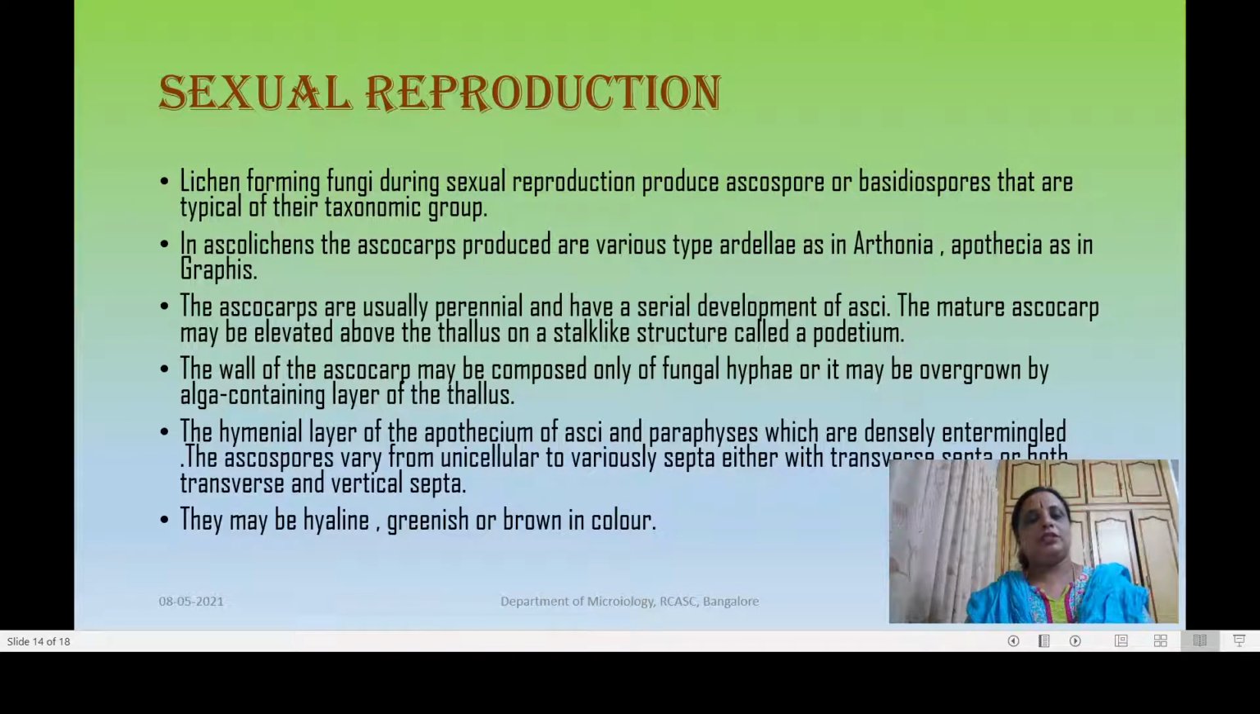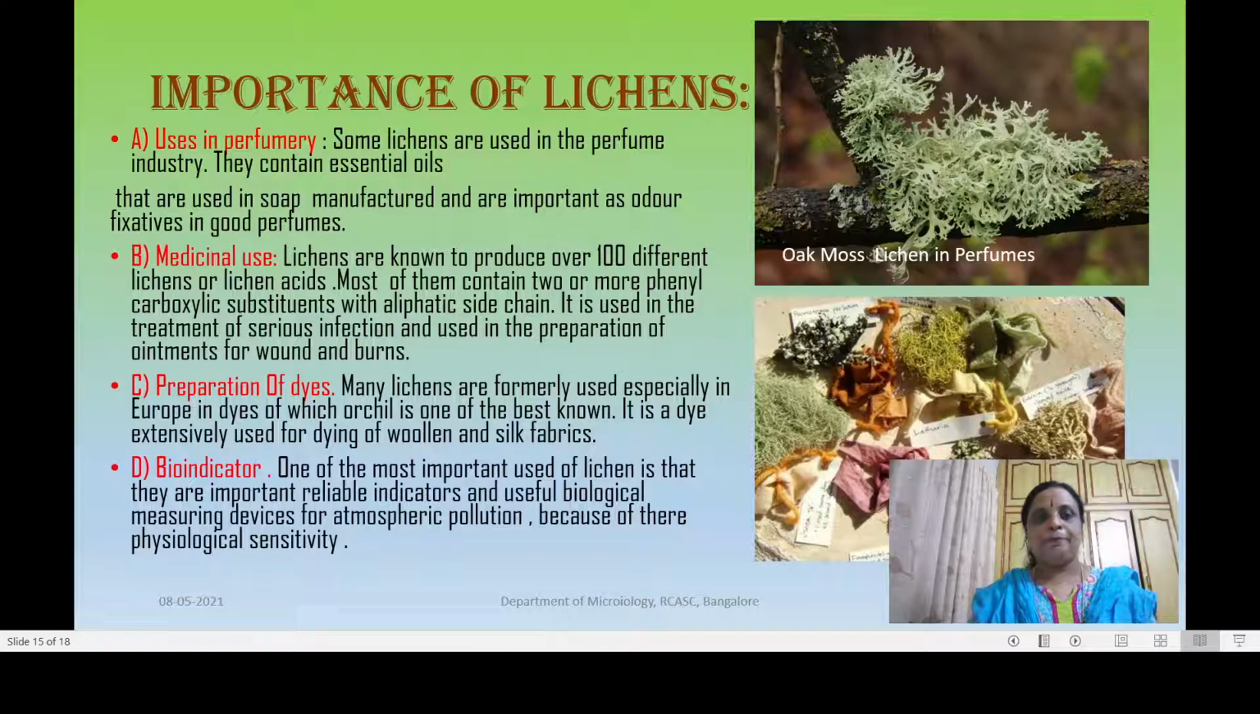Sexual reproduction is based upon the type of fungal partner they have, whether it is an ascomycete or a basidiomycete fungus. Likewise, till now we studied what these lichens are, how they have been grouped based upon the kind of thallus, based upon the fungal partner, and based upon the place they dwell, the habitat. We also studied the anatomy of lichen, and we studied reproduction in lichen, both by vegetative or asexual and by sexual methods.